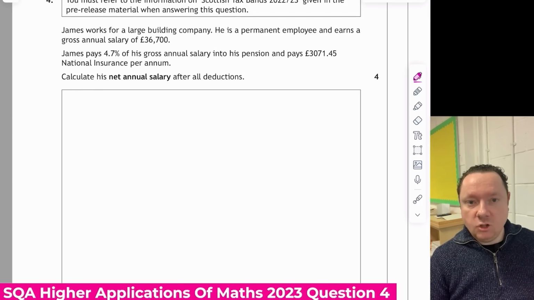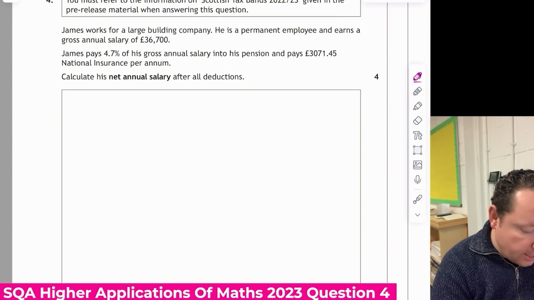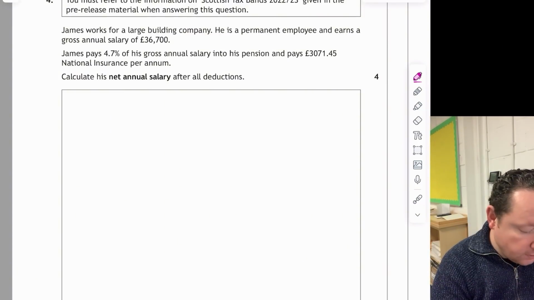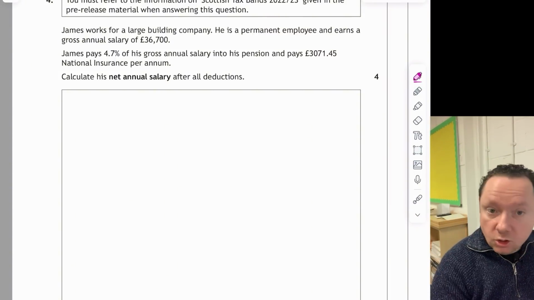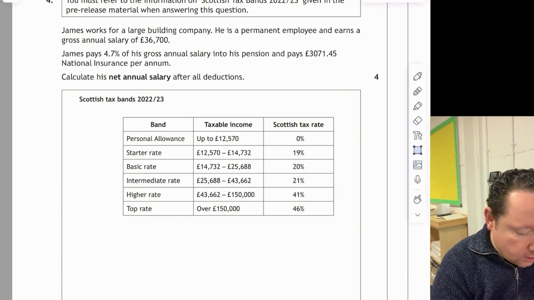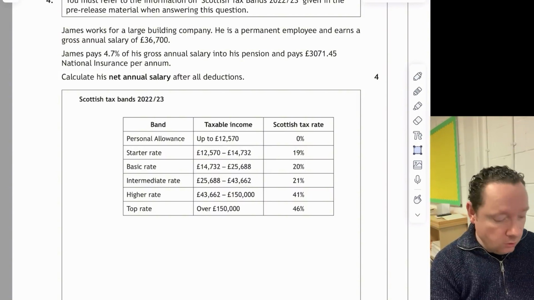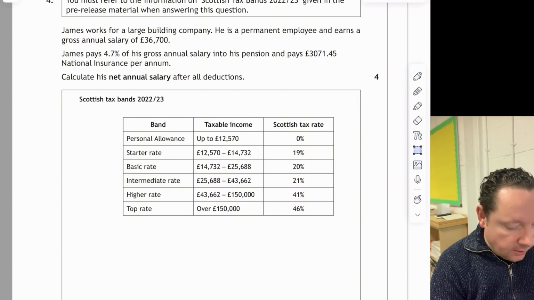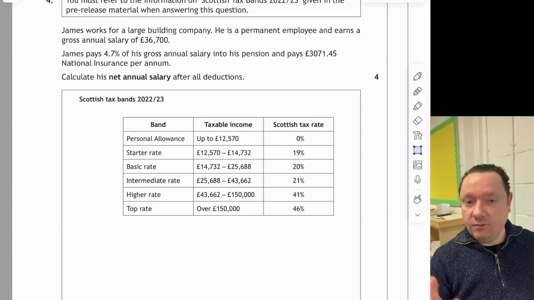SQA Higher Application of Maths 2023 question 4. It says you must refer to the information on tax bands 2022-23 given in the pre-release material when answering this question. Key points, so you need to go and check that booklet. So there's the tax bands there, copied in from the data booklet. Now it says James works in a large building company as a permanent employee and he has a gross annual salary of £36,700. James pays 4.7% of his salary into his pension, and then he pays £307.145 national insurance. So we don't need to work out his national insurance, which is given to us. Calculate his net annual salary. Net is after you take everything off.